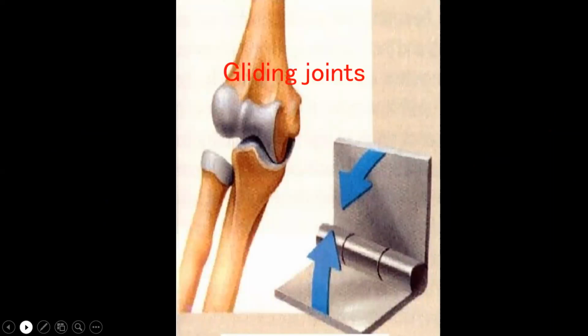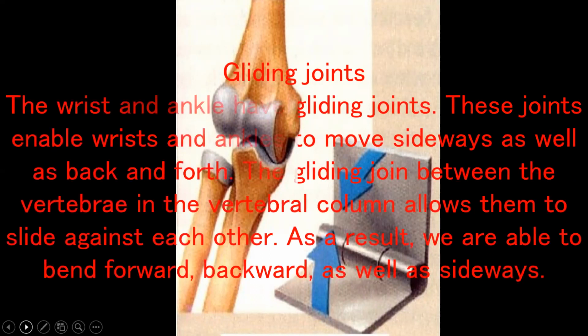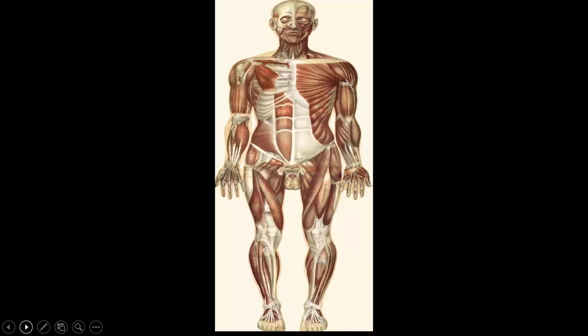Gliding joints. The wrist and ankle have gliding joints. These joints enable wrists and ankles to move sideways as well as back and forth. The gliding joint between the vertebrae in the vertebral column allows them to slide against each other. As a result, we are able to bend forward, backward, as well as sideways.